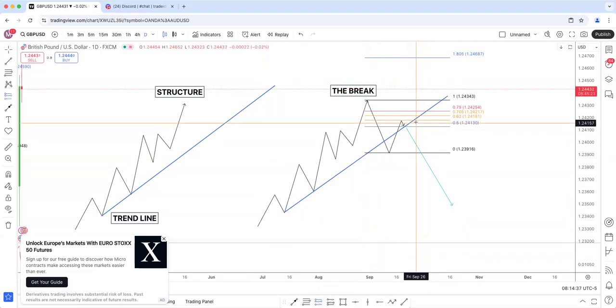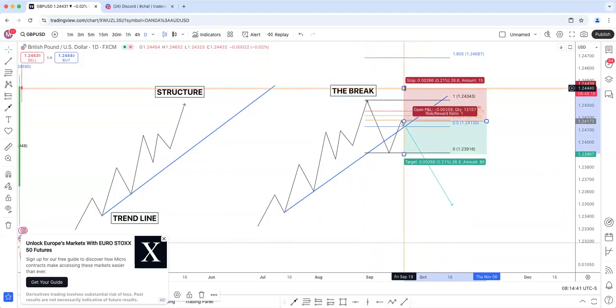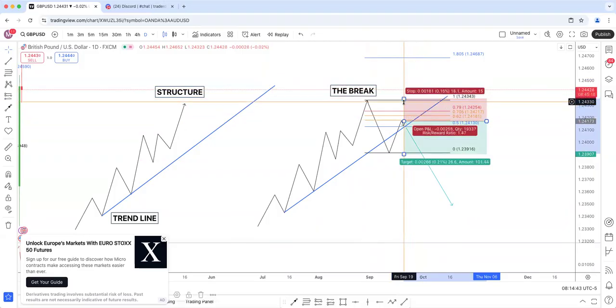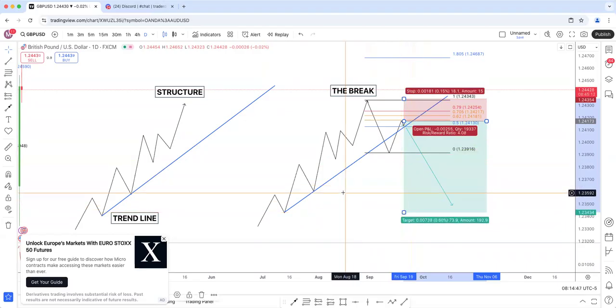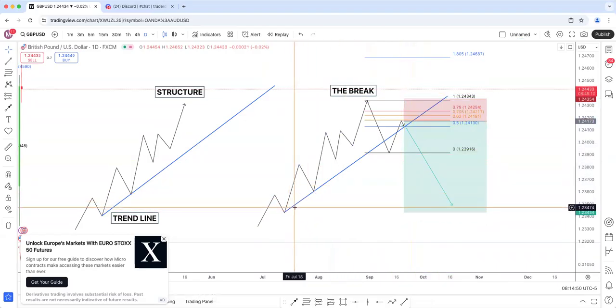So your trade would look like this. You would enter the market here. Your stop loss would be above this high, and you would take it back to here, which is the previous second low. This is what started the trend.